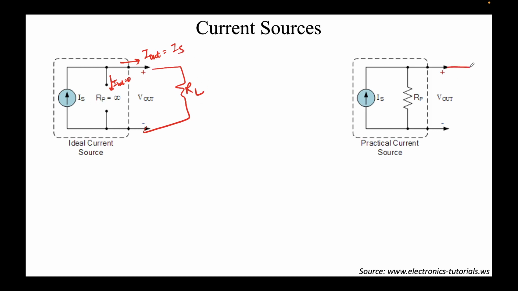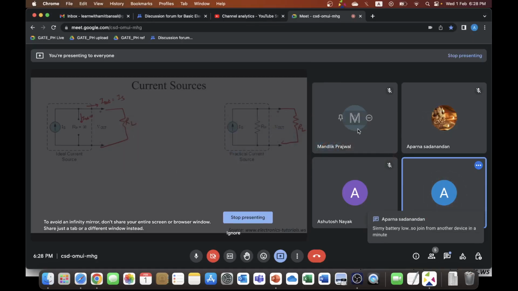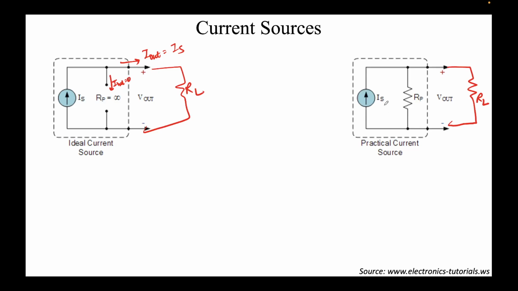Now let's analyze the same situation over here. Let's apply the same load RL over here. Again, the practical current source promises to supply IS. But you see there is a resistor here also, RP, shunt resistance. So some current will flow here. Let's call this again I internal, and let's call this current I out.